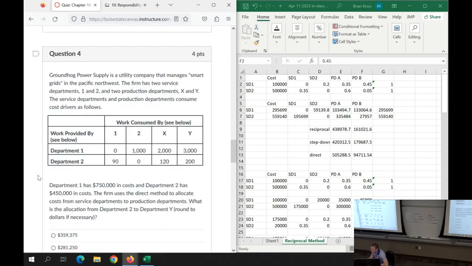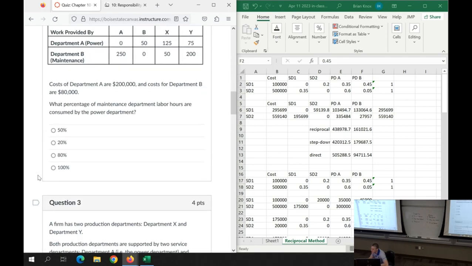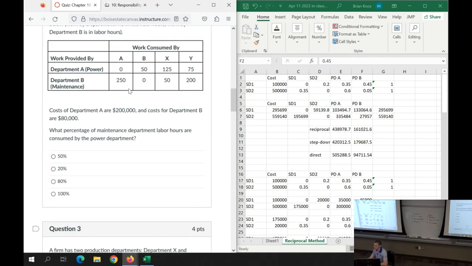Okay, have any other reciprocal questions? No. I do have a couple here. I skipped over them, which don't ask you to do much. Just say, convert this into a percent. So in this case, what percentage of maintenance department labor hours are consumed by the power department? So maintenance hours consumed by the power department, what percent? 250 out of, looks like that sums to 500. So it should be 50%.